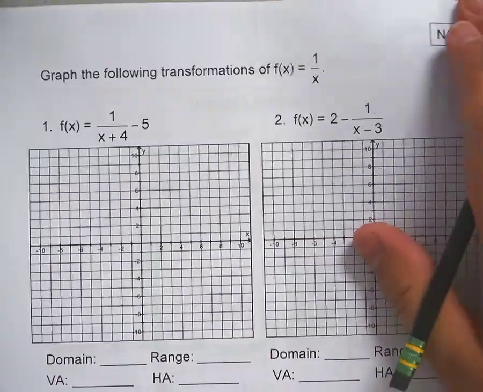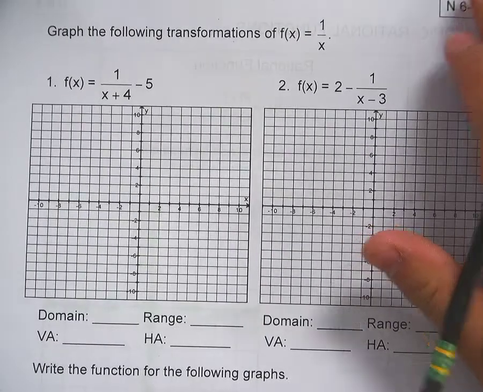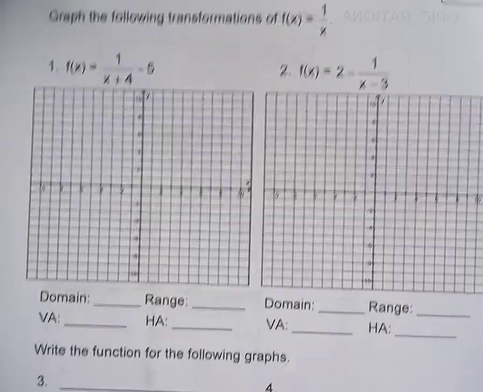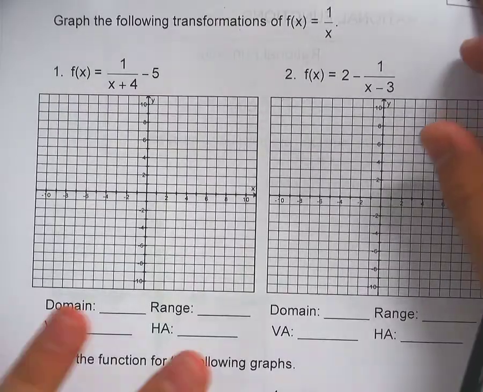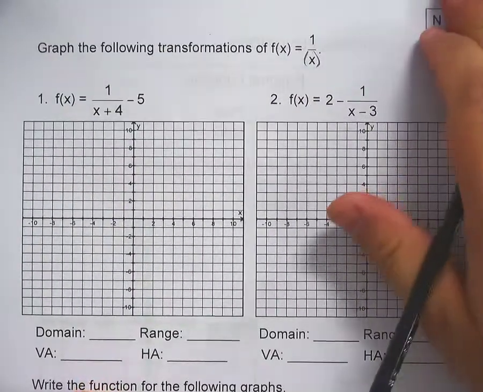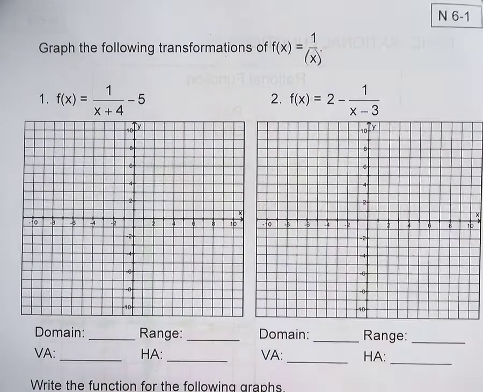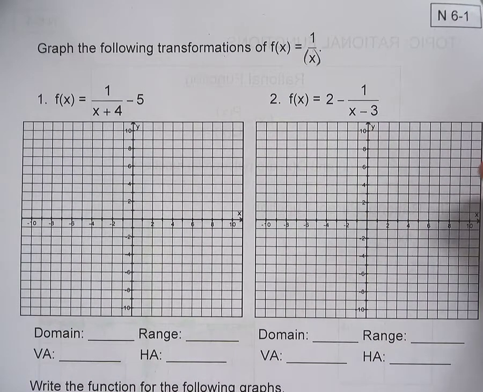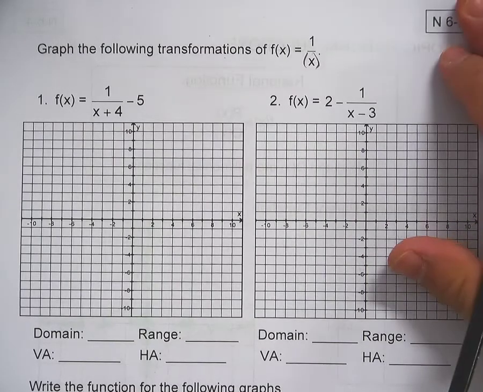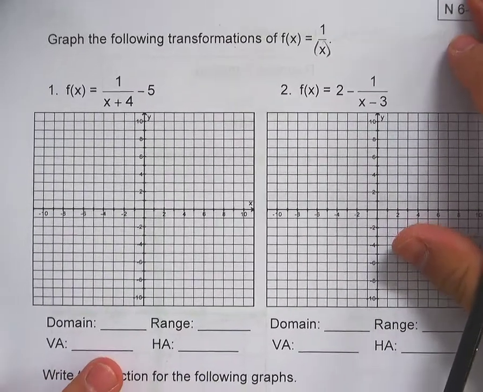Graph the following transformations of 1 over x. Now these are much more simple than you would think. All I have to remember is that when you modify x, it's going to move left or right. When you modify anything outside of this fraction, it's going to go up or down. You can multiply it, divide it, all that jazz.